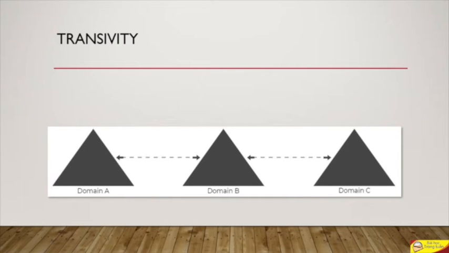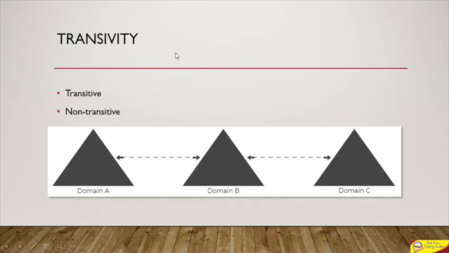Now, let's talk about transitivity. First, there's two things you need to learn about transitivity. You have transitive trust and non-transitive trust. A transitive trust means that the trust can be extended beyond the two domains for which the trust was established. For example, if domain A establishes a trust with domain B, and that is a transitive trust, and domain B also has a trust established with domain C, then users in domain C could be used to access resources in domain A if the appropriate permissions were configured.